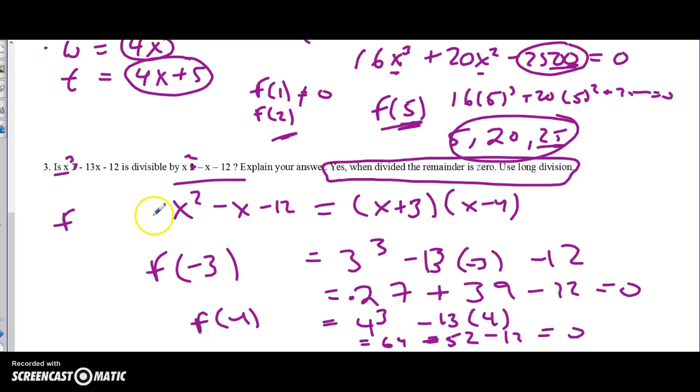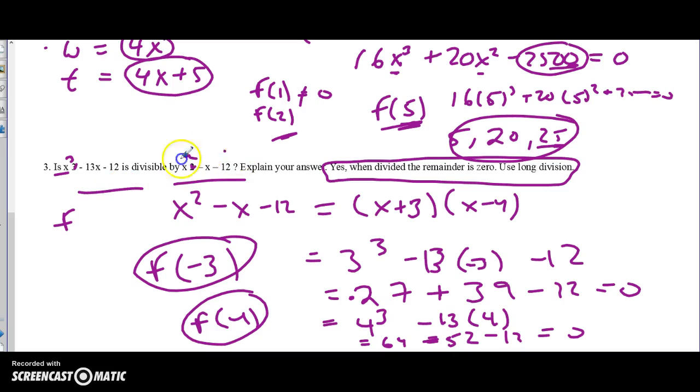So that's one way to do it. Find the factors of this. If both factors divide into this, then this will divide into that.